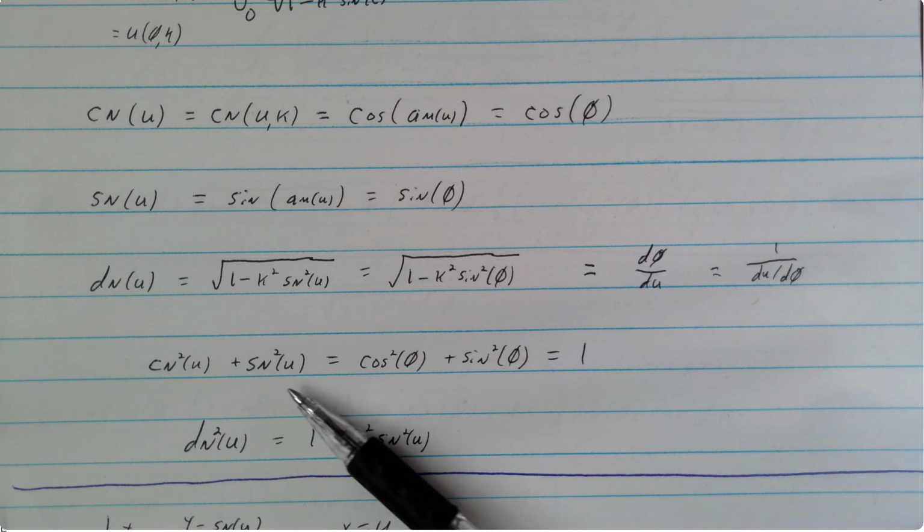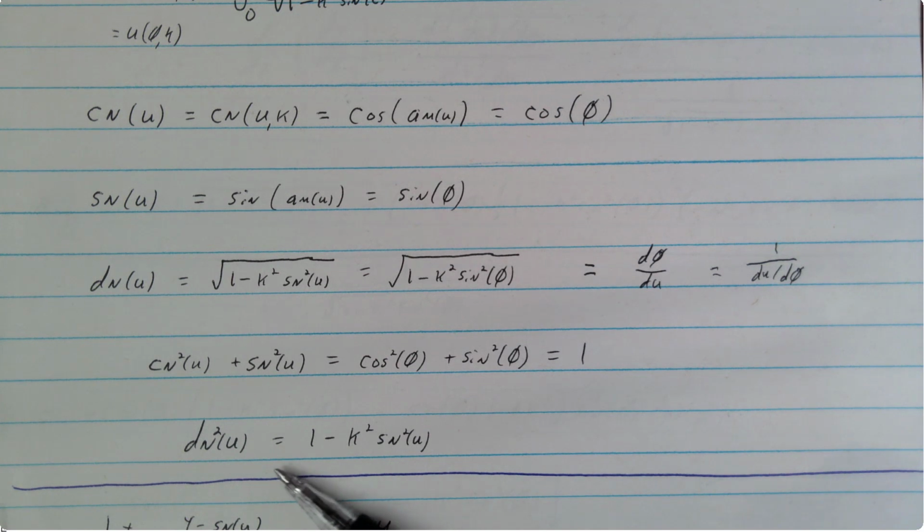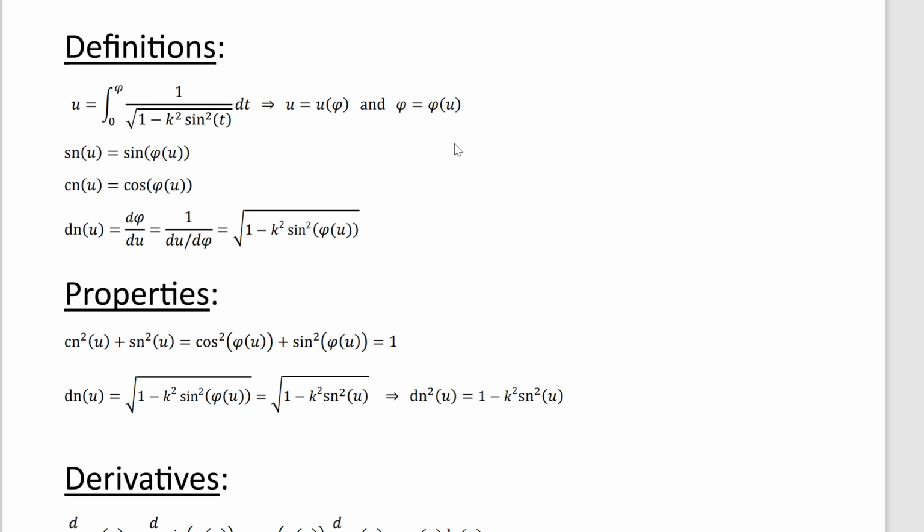So cn squared plus sn squared, well, that's just cosine squared phi plus sine squared phi. And dn squared is 1 minus k squared sn squared. So that should be easy to see. In fact, I have that right here as well. So same thing I just said, but now typed up. So again, properties: cn squared plus sn squared is cosine squared plus sine squared, so that has to be 1. dn is the square root of 1 minus k squared sine squared, so dn squared is 1 minus k squared sine squared.